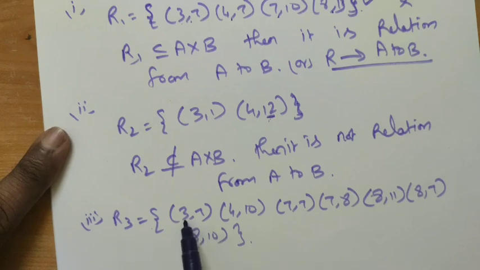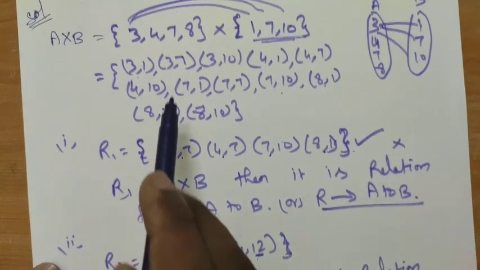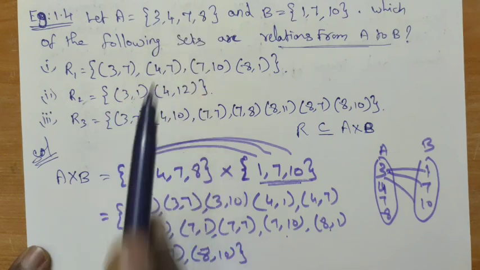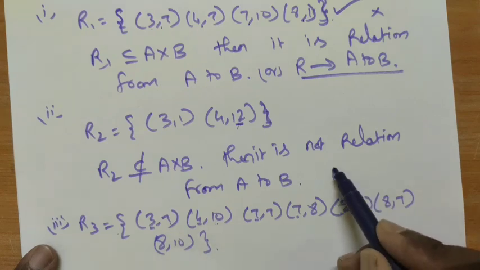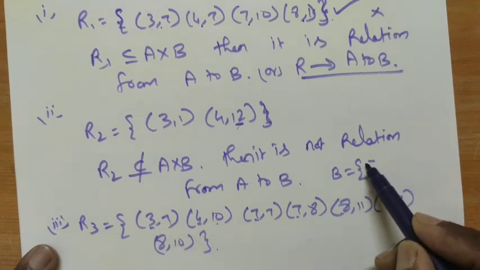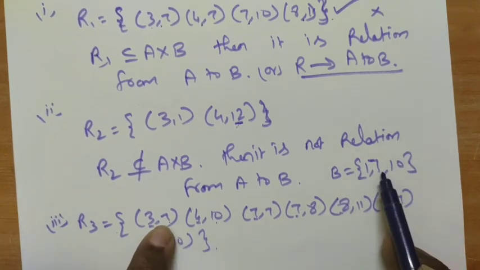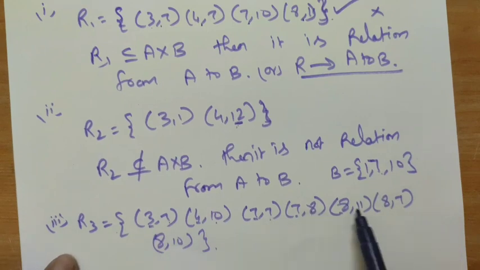Now check the first set elements: 3, 4, 7, 8. That is set A, right? In the first set, 3 is here, and 4, 7, 8 are here. The second set, I write here as set B, is given as 1, 7 and 10. Now check, 7 is here, right? 10 is here, and then 7, 8, 11 is not here, right?